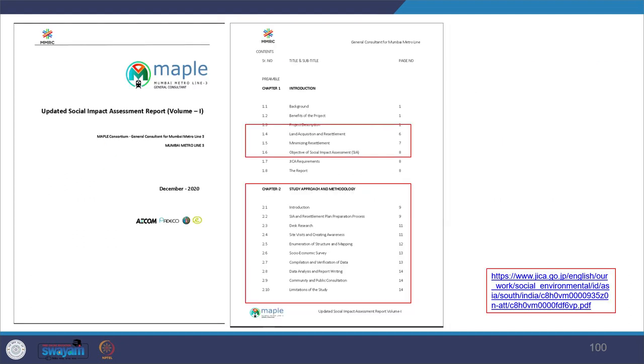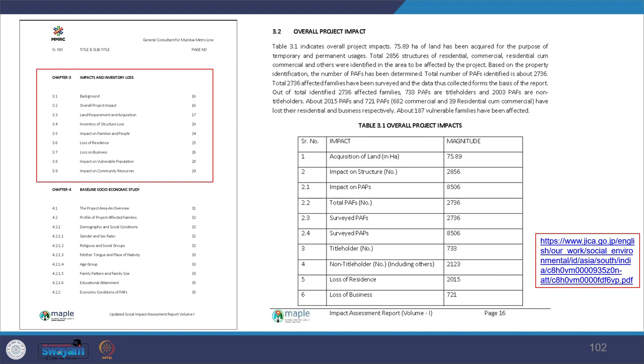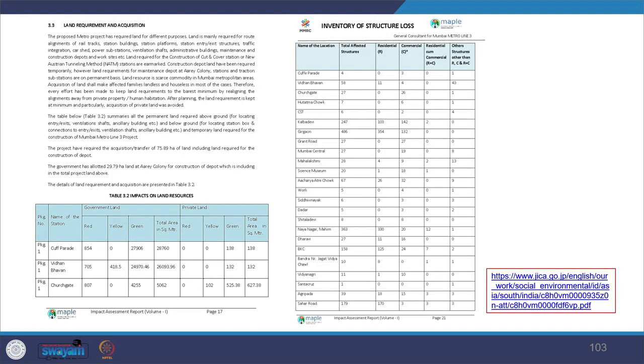Another example which we had seen earlier also, the social impact assessment report from Mumbai Metro Line 3. So you see the table of contents, how they have done the land acquisition and resettlement, how they are looking into minimizing resettlement, what's the purpose of social impact assessment, and then what kind of study approach they have adopted. You can see how the survey and community and public consultation becomes an important part. You can see from the report how they have undertaken that, and then how they have taken impact and inventory loss, project impact loss, the land requirement and acquisition, what are the documentation, inventory of the structural loss you can see from the project.